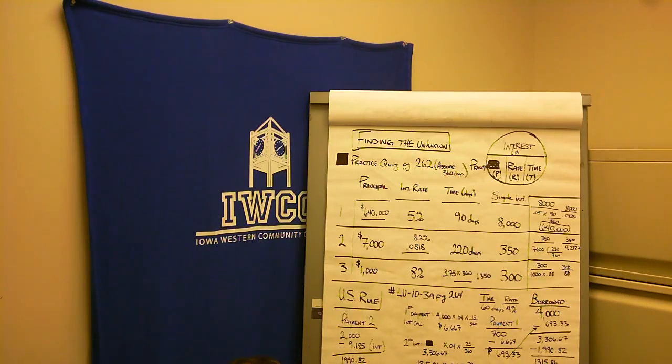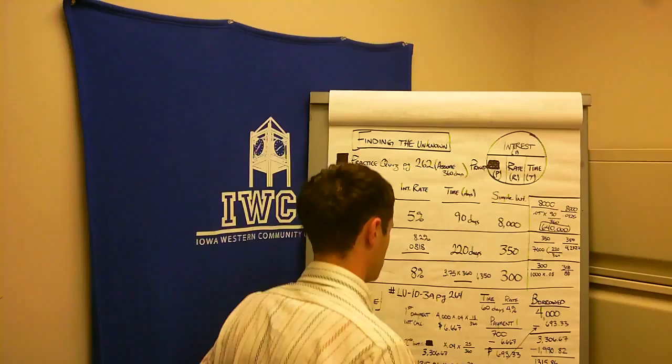So we have to add that $2.92, which gives us a grand total of $1,318.78. So that's how much she has remaining. So that's how you do a U.S. rule problem.